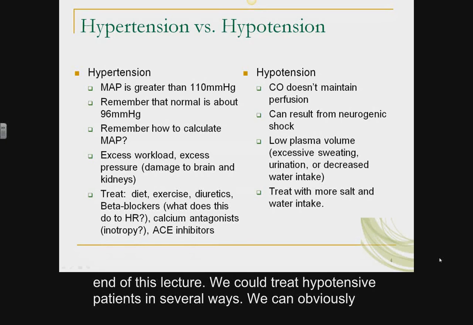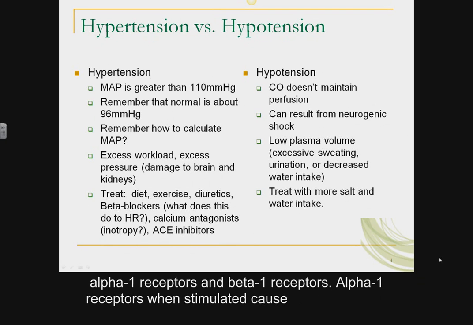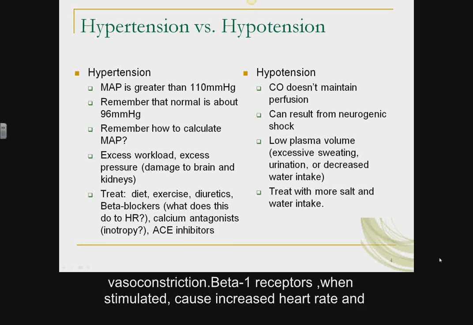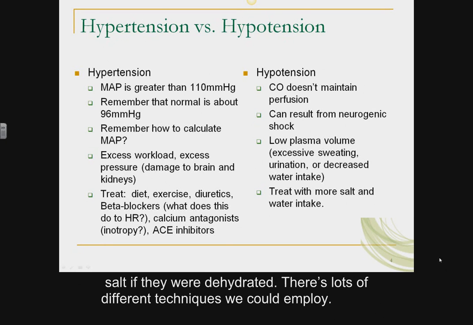We could treat hypotensive patients in several ways. We could give them dopamine. My physiology students learned about dopamine just about a month ago. It stimulates alpha-1 receptors and beta-1 receptors. Alpha-1 receptors, when stimulated, cause vasoconstriction. Beta-1 receptors, when stimulated, cause increased heart rate and force of contraction in the heart. We can also tell the patient to drink more water and eat more salt if they were dehydrated. There are many different techniques we could employ.